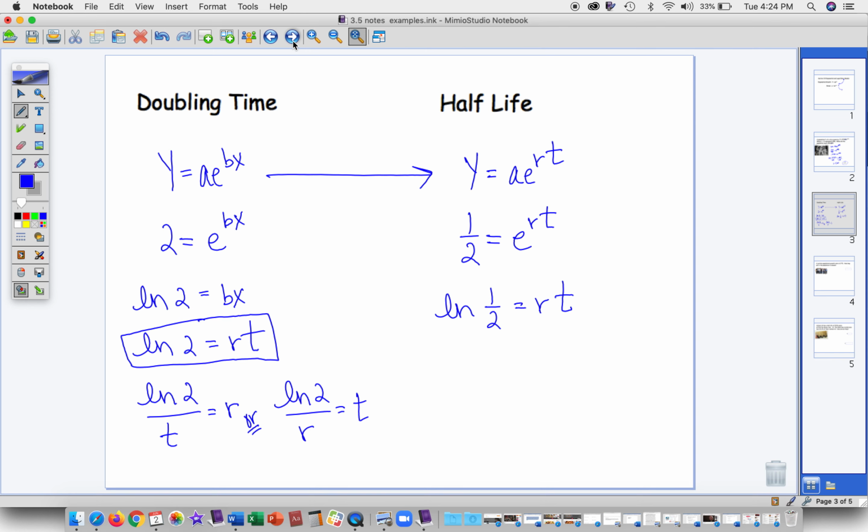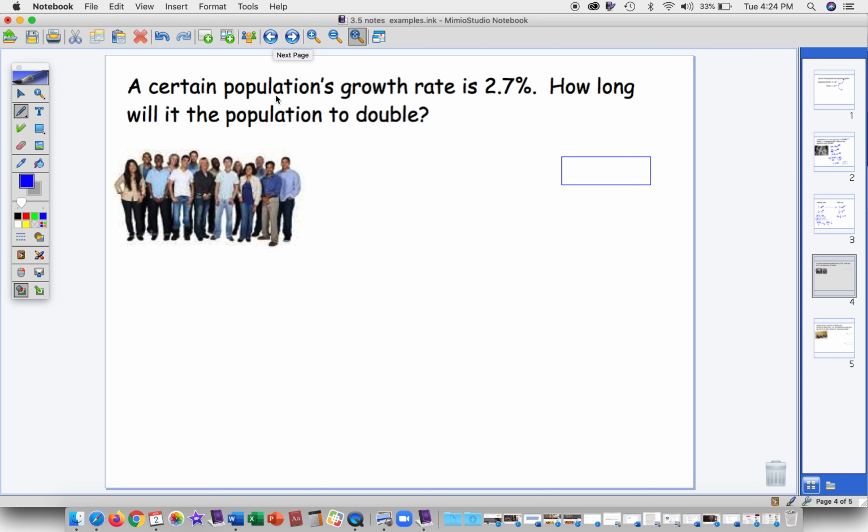Okay, so let's give this a try. A certain population's growth rate is 2.7%. How long will it take the population to double? So again, we don't even know the population. We don't need to know. All we need to know is our formula, that the natural log of 2 is equal to RT.